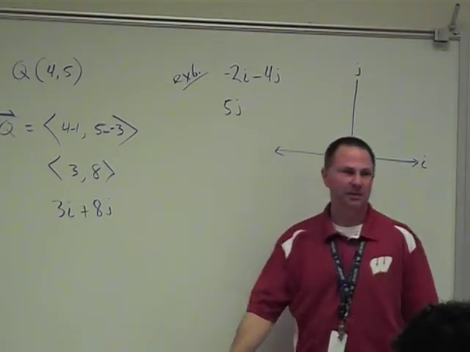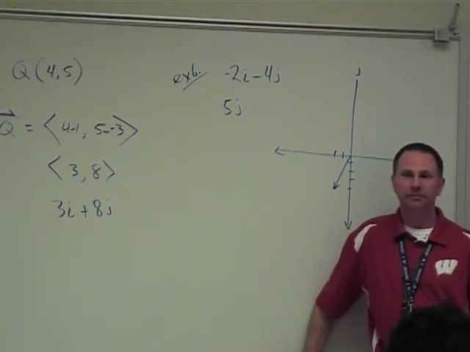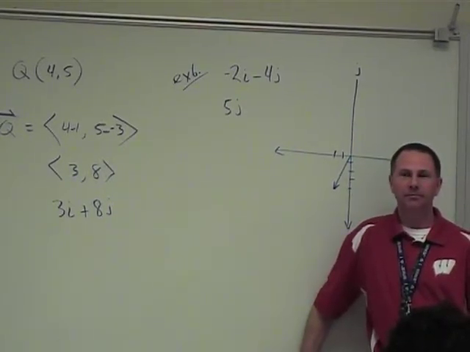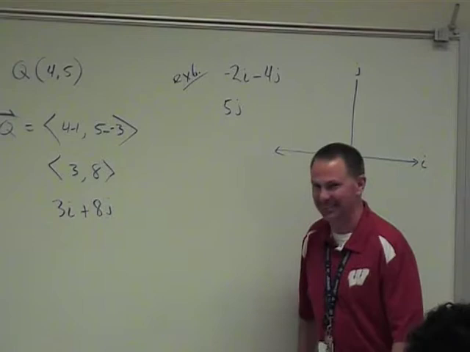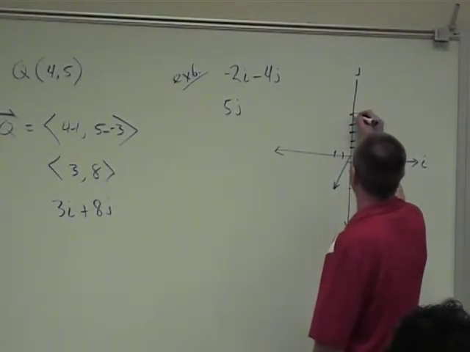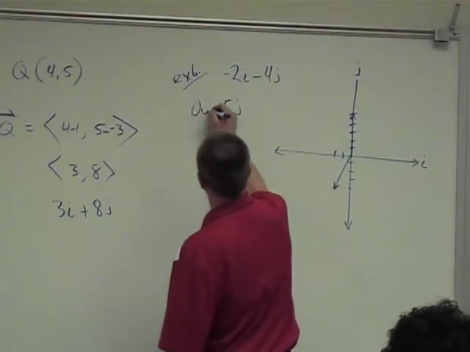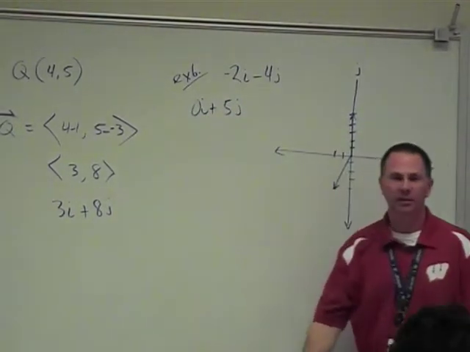Okay, graph that please. What did I say? 5j, graph it. Where do I graph that? On the j axis. Yes. Okay. Because this is really 0i plus 5j.